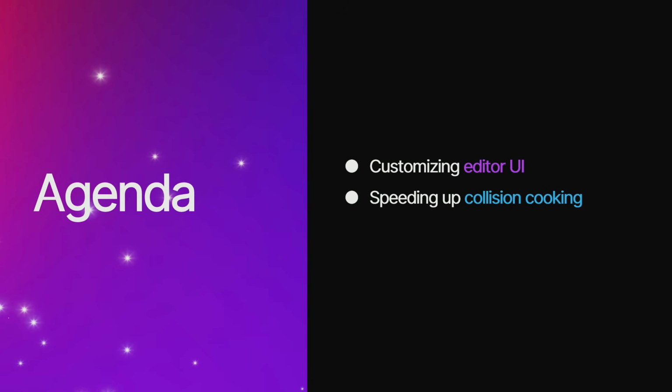Then we will have a very, very short section on how to optimize collision cooking at runtime. And the last part of the talk will focus on how to hack the Nanite vis buffer, so more of a rendering section.